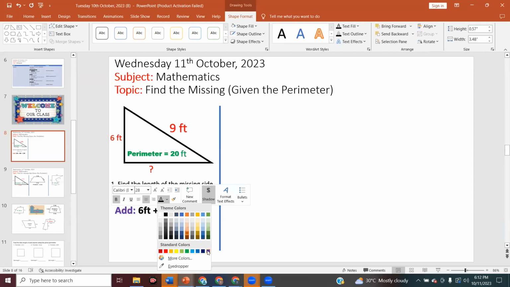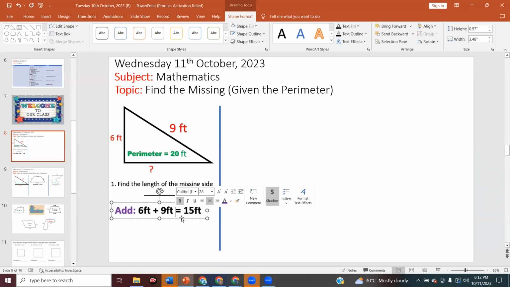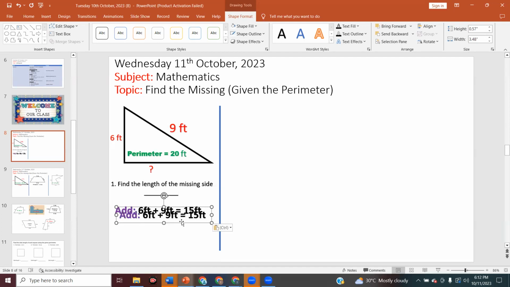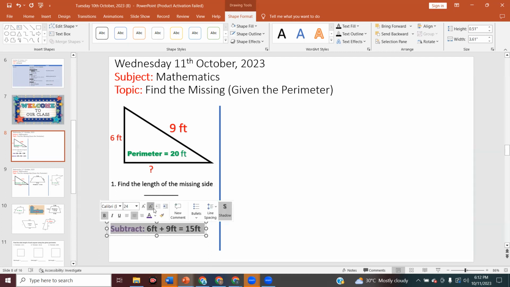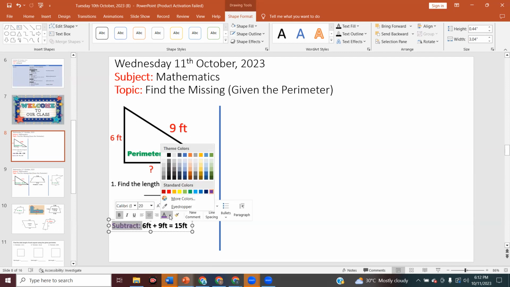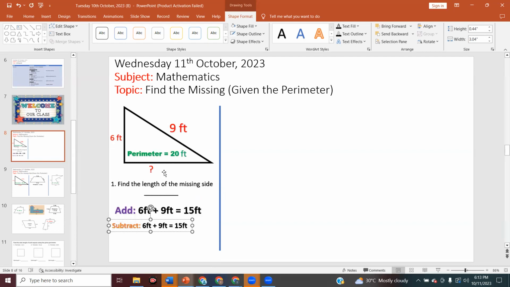Let's use a different color. After we have added, the second step is we're going to subtract. So in order to do these questions, it's two parts. You add first, then you subtract second. Now, what are we going to subtract? We're going to subtract the 15 from the perimeter.